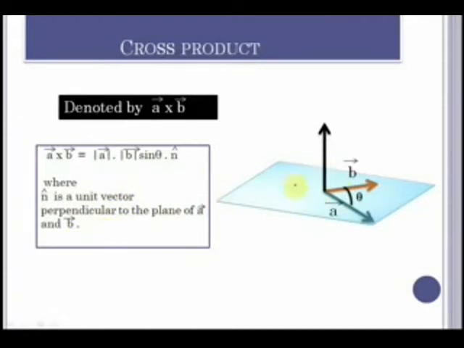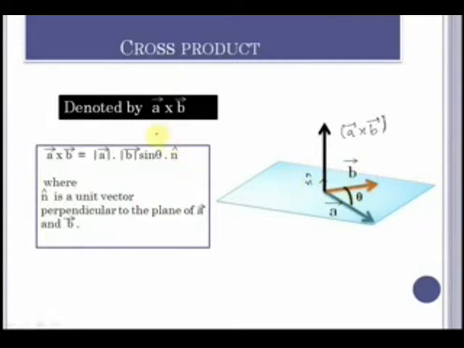Now let us consider this plane. Vector A lies in this plane, vector B lies in this plane, and theta is the angle between these two vectors A and B. Now the cross product A cross B is equal to the magnitude of this vector A into the magnitude of this vector B into sine of theta into n cap. Now n cap is a unit vector which is perpendicular to this plane. So this black vector denotes A cross B, and this is along the unit vector n. N is a unit vector which is perpendicular to the plane of A and B.